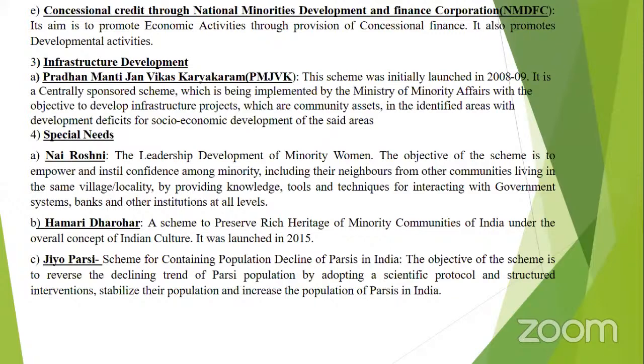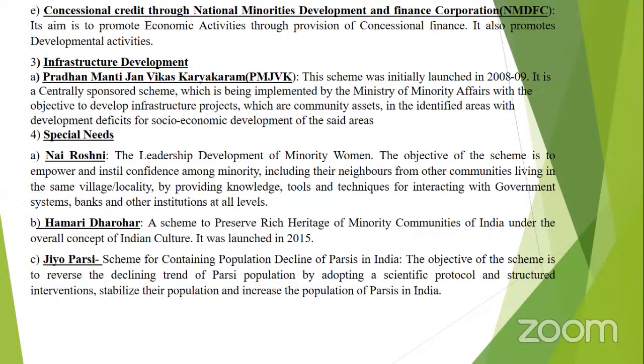Fourth is special need. Here in this scheme comes Nai Roshni, the leadership development of minority women. The objective of the scheme is to empower and instill confidence among minority women, including their neighbors from other communities living in the same village or locality, by providing knowledge, tools, and techniques for interacting with government, system, banks, and other institutions at all levels. B is Hamari Dharohar, a scheme to preserve the rich heritage of minority communities of India under the overall concept of Indian culture. It was launched in 2015.